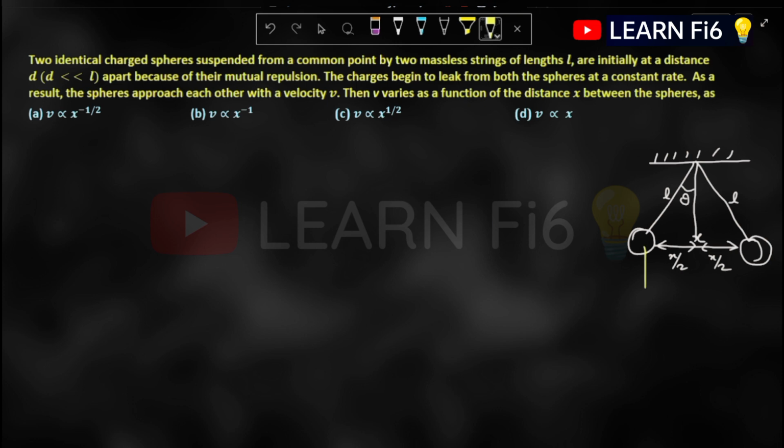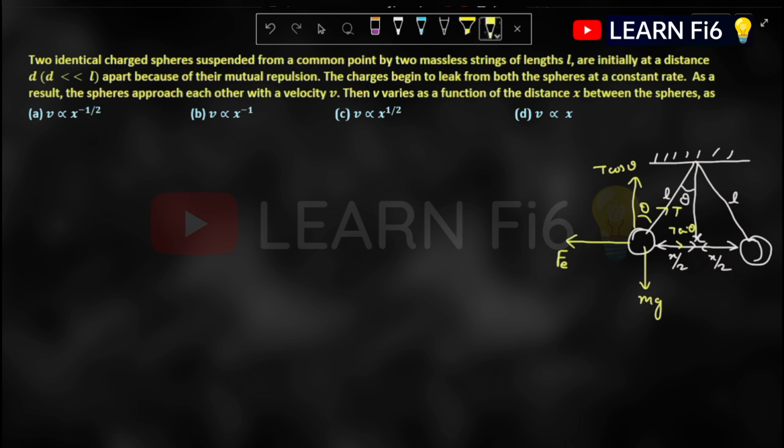The first force acting on it will be its own weight, that is m into g. Then the repulsive force due to the second sphere, which will try to push it outwards. That is the electrostatic repulsive force, and the tension will be there, that is T. We can resolve this into two components. By applying alternate angles, this angle is also theta, so the vertical component will be T cos theta, and the horizontal component will be T sin theta.